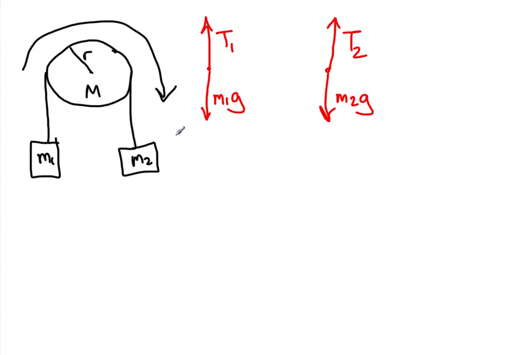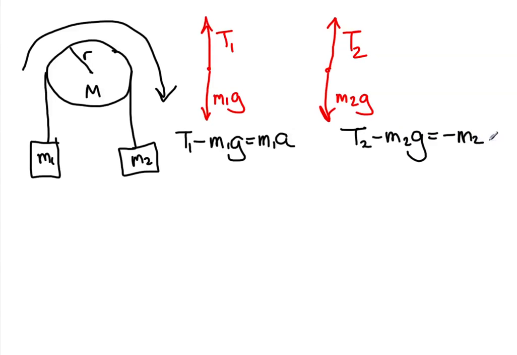This one gives us T1 minus M1G, and that's going to be equal to a positive M1A because M1 is going to go up. This one is T2 minus M2G, and it's going to be equal to minus M2A because M2 is going to go down. So those are our two equations.